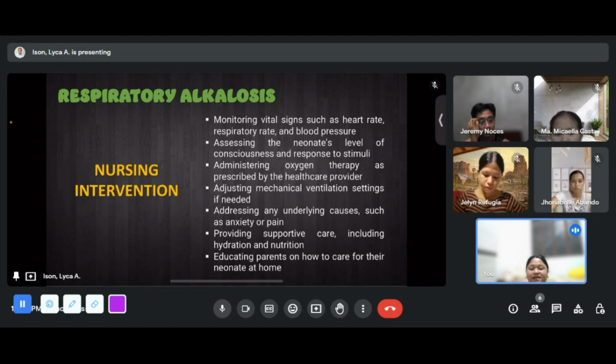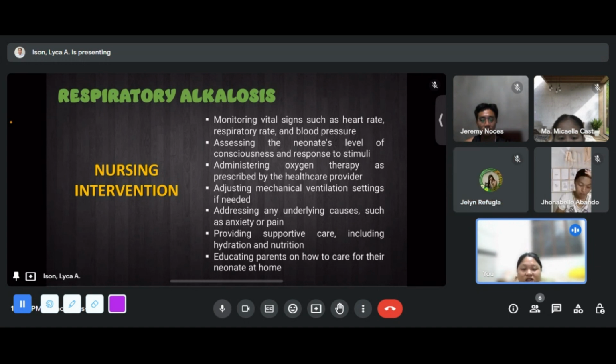Next is the nursing intervention. Monitor of vital signs ulit: heart rate, respiratory rate, and blood pressure. Assess the unit's level of consciousness and response to stimuli. Administer oxygen therapy, adjusting mechanical ventilation ulit. So, addressing any underlying causes such as anxiety or pain, educating parents on how to care for their unit at home.